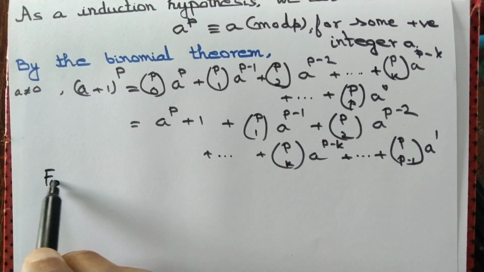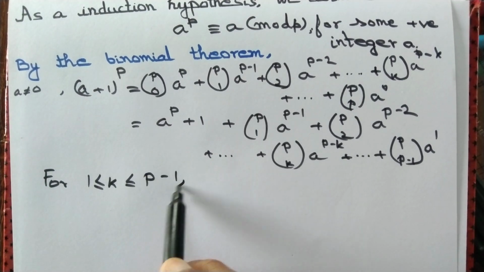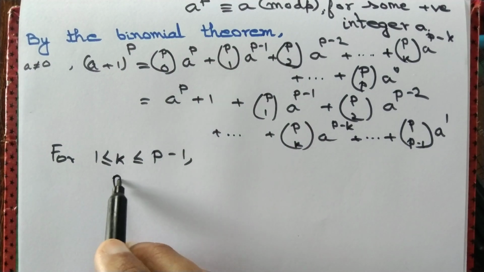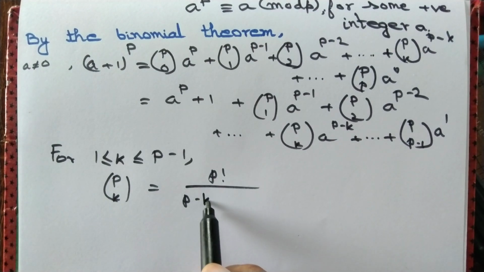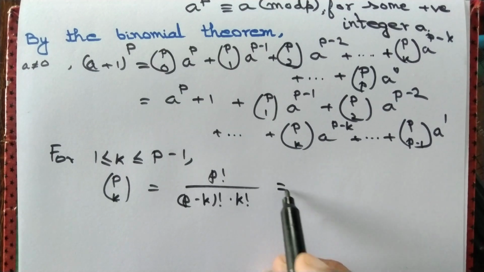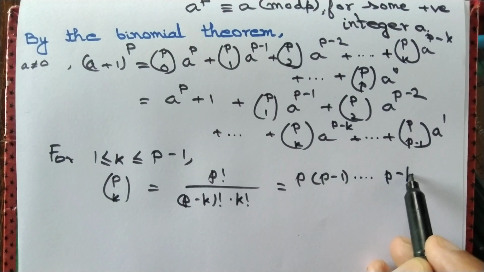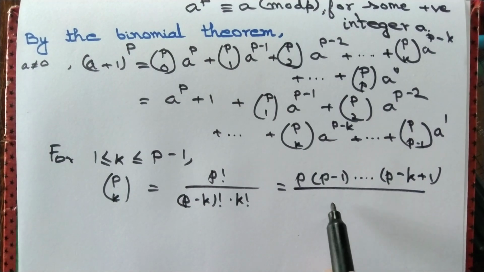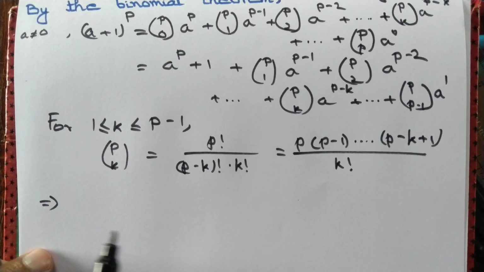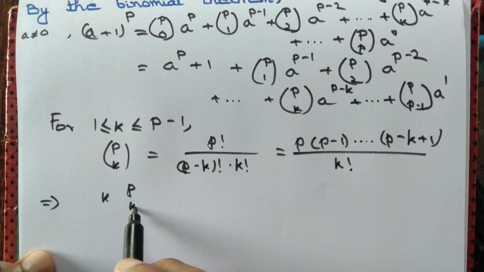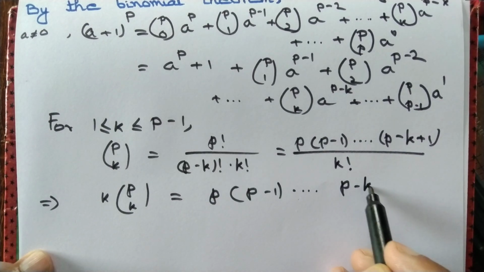So for k greater than or equal to 1 and less than or equal to p minus 1, p choose k is simply equal to factorial p divided by factorial p minus k times factorial k, and that's equal to p times p minus 1 dot dot dot p minus k plus 1, divided by factorial k. That can simply be written as factorial k times p choose k equal to p times p minus 1 dot dot dot p minus k plus 1.